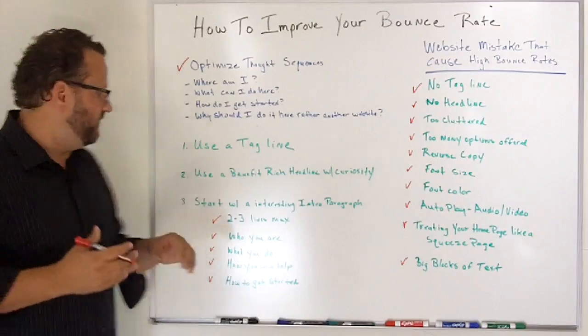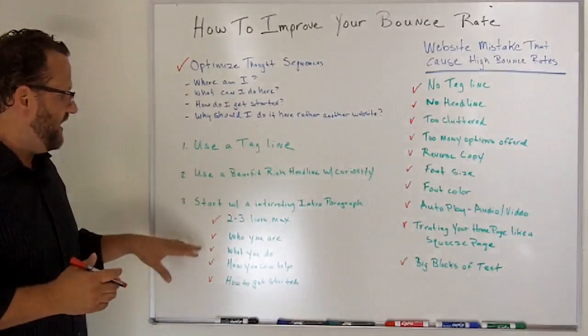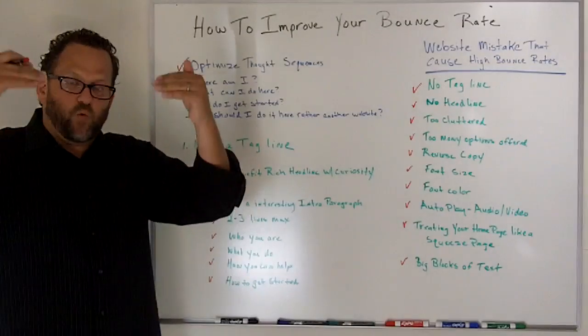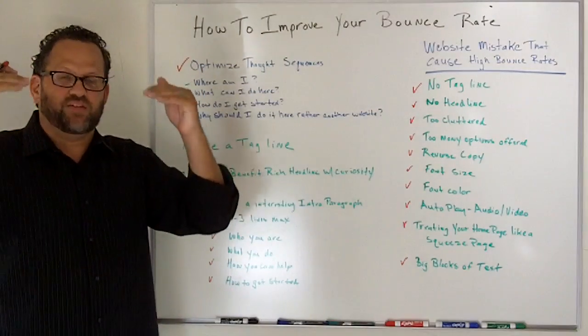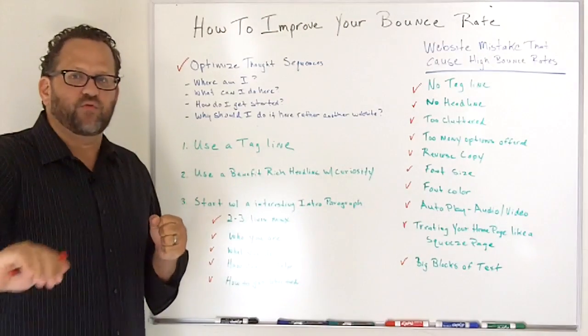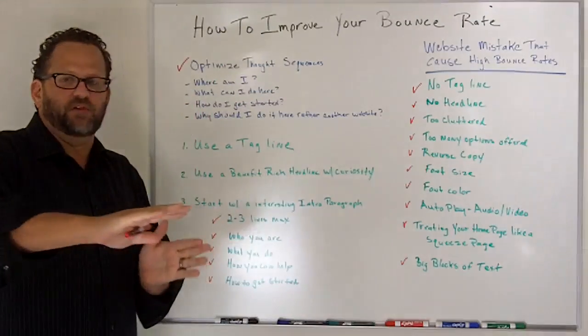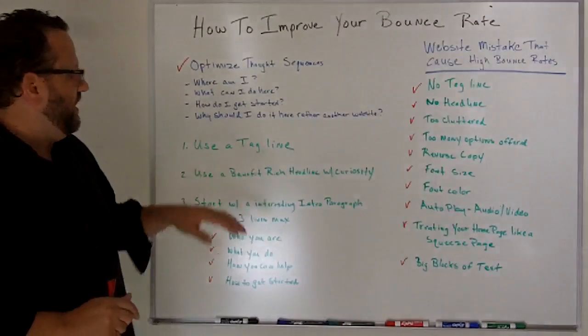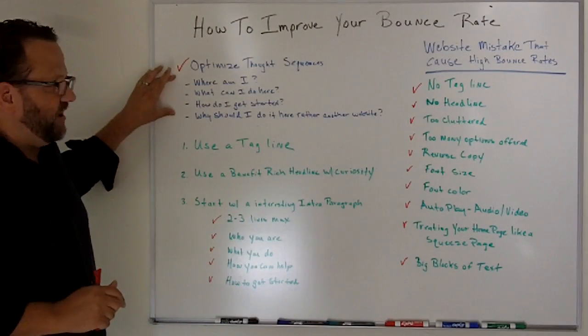What you really want to do in this intro paragraph is optimize that thought sequence and tell them what you want them to do. Take them by the hand, walk them through your site, and channel them to the pages where you want them. So that's how you're going to optimize your thought sequences.